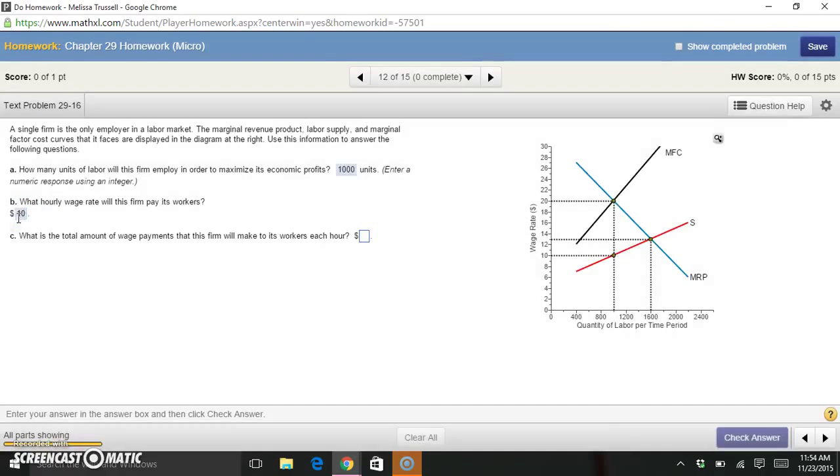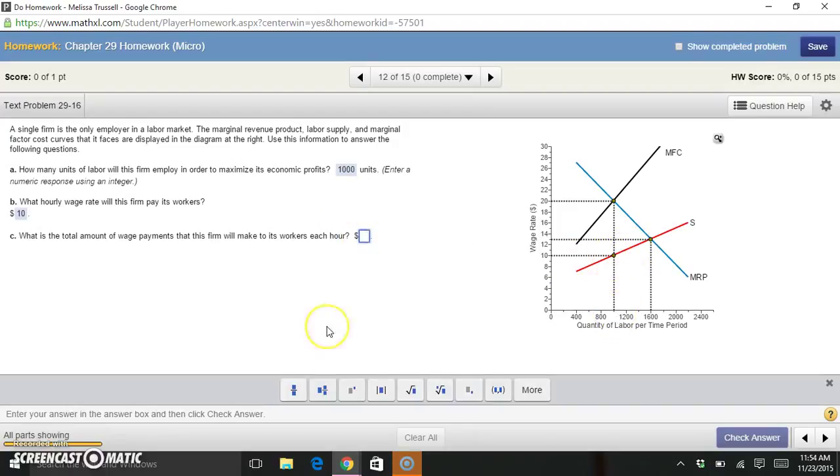The last question is, what's the total amount of wage payments that the firm will make to its workers each hour? We know they've got 1,000 workers and they're paying each of them $10. So the total amount they're paying to workers is $10 times 1,000 workers, or $10,000.